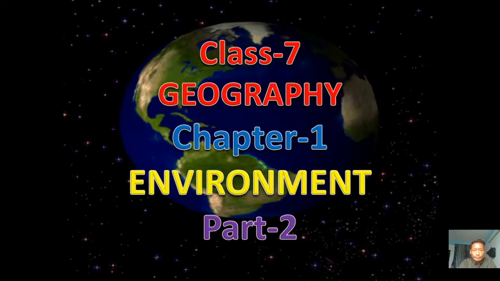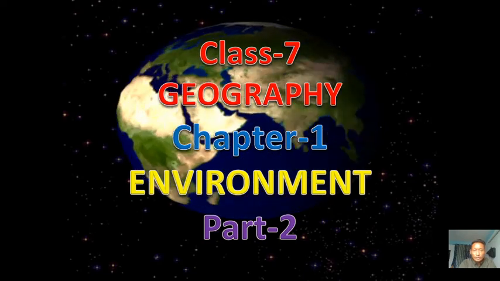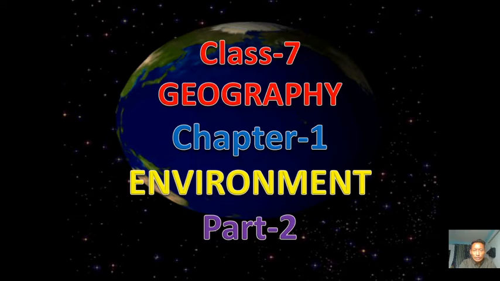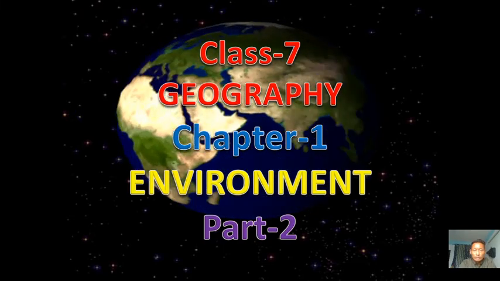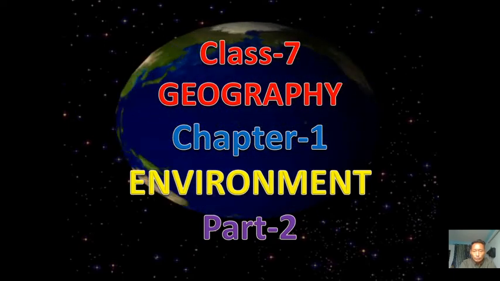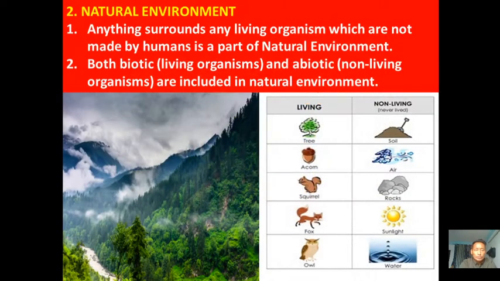Students, today in this class we are going to discuss class 7 geography, chapter number 1, Environment, part 2. In the last class we learned about what is meant by environment and what topics we are going to learn in this chapter. Today we are going to learn about the second topic, that is natural environment.